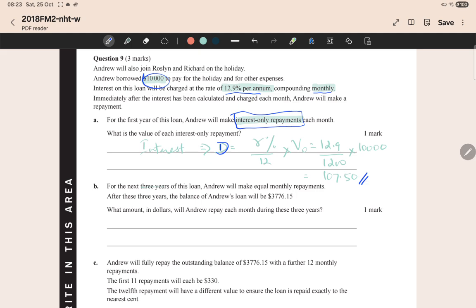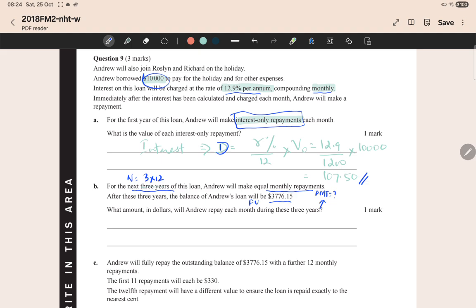For the next 3 years of the loan, Andrew will make equal monthly payments. We don't know what that is, so that's a question mark. That's basically for 3 years, and that's 3 times 12, which is your N value. After these 3 years, the balance of the loan will be this. So that's my future value. What amount will Andrew repay? So the question, as we've said before, is the PMT.